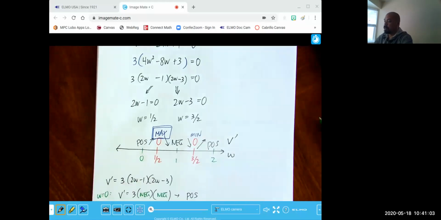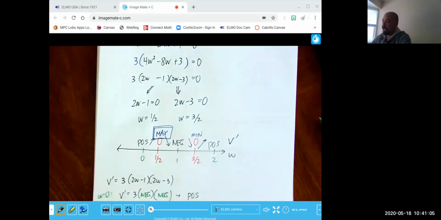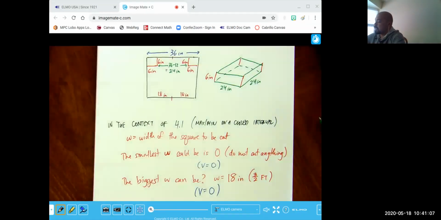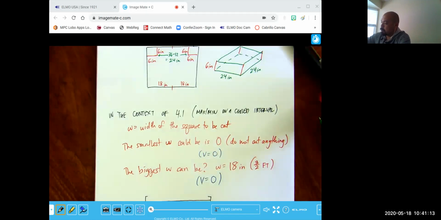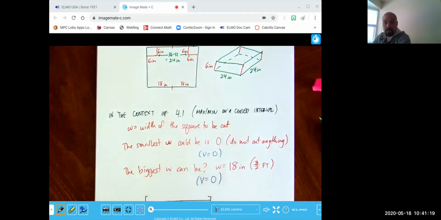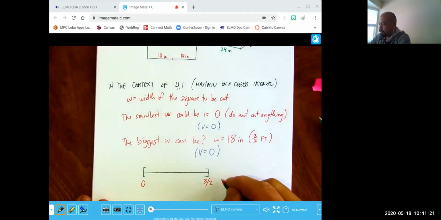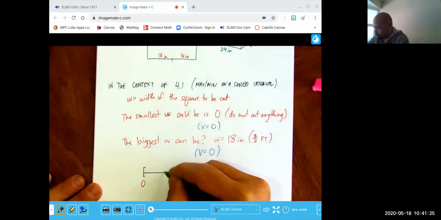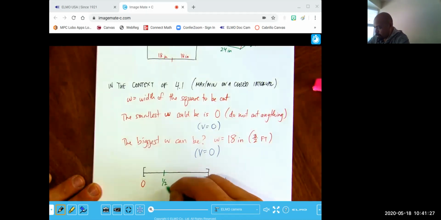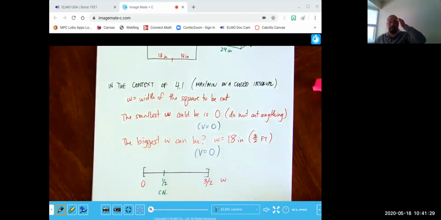Okay, and so kind of going back to this, what we'd actually inspect then is that we would create this closed number line where the smallest we can do is 0, the biggest we can do is 3/2 or that 18 inches. Sorry, there's my value for W. And then we had that critical number at 1/2 inside that space, right?